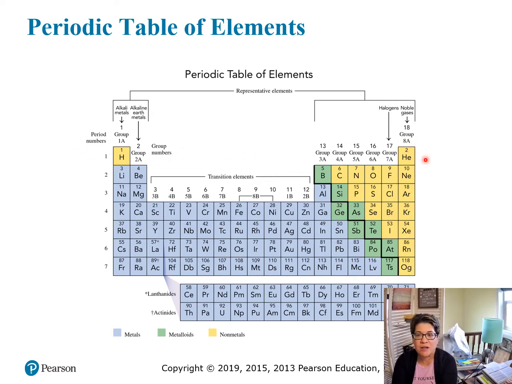And then as we go across, these are the periods. So you have 7 periods. Here they are being counted all the way down. And then these are snuck in here. These are from period 6, the lanthanides, and the actinides are from period 7. So those are not like 8 and 9. They stick in right there.